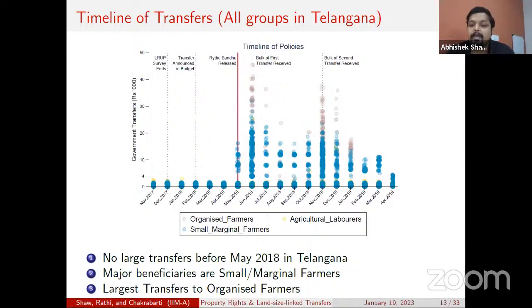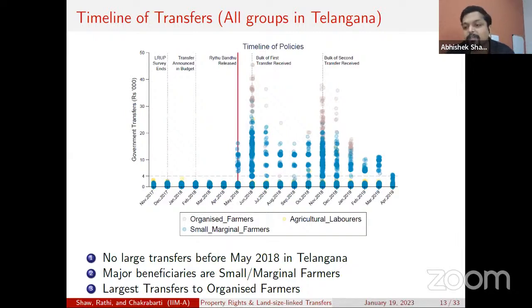And the second set of transfers happened just before the elections in December 2018. In November 2018, you get a bulk of transfers there. That's one story. The important thing to note is that in terms of large transfers, I've given a 4,000 rupee dashed line at the bottom, which tells you that if you have 1 acre of land, you would receive a 4,000 rupee transfer, right? If you have more or less than that, you'll get a proportional amount, but that's just an indicator. So you see that there were no large transfers before May 2018 in Telangana in the government transfers variable, right? So there's clearly something happening which the data is capturing, and this is something that has been announced and talked about.